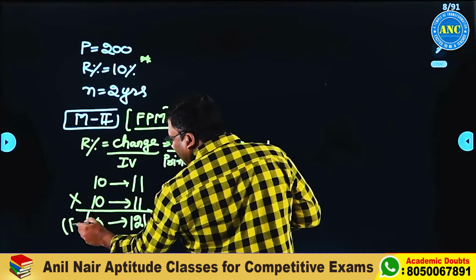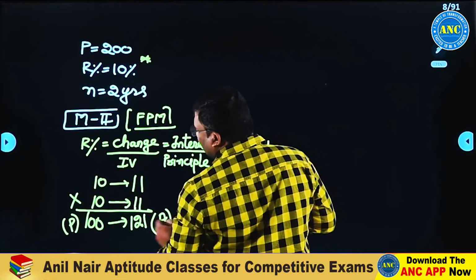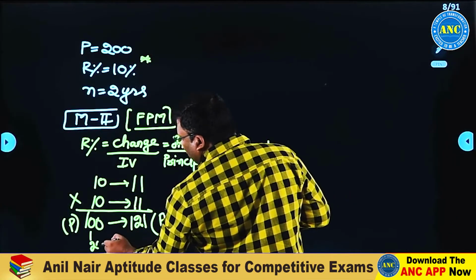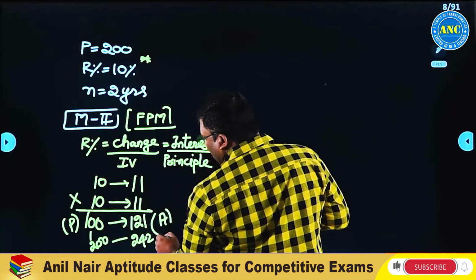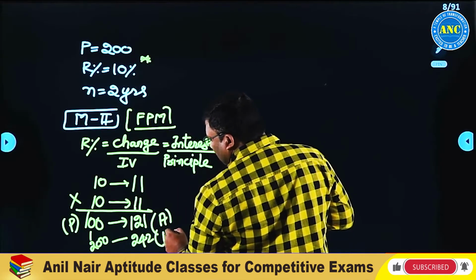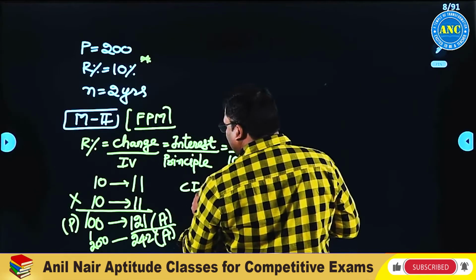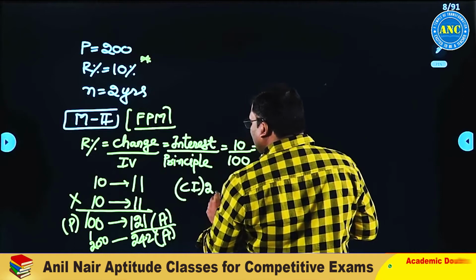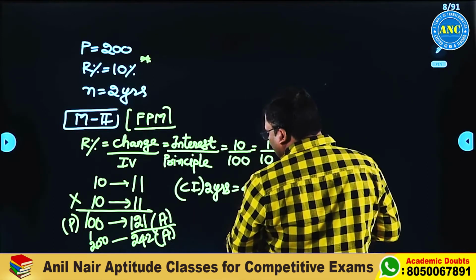Initial value is the principal. Final value, it is the amount. How much is given? 100 is becoming 200 into 2. 121 into 2 is 242. This is the final amount. What is compound interest for 2 years? Compound interest for 2 years is 42.